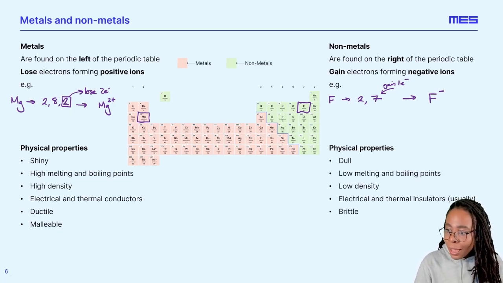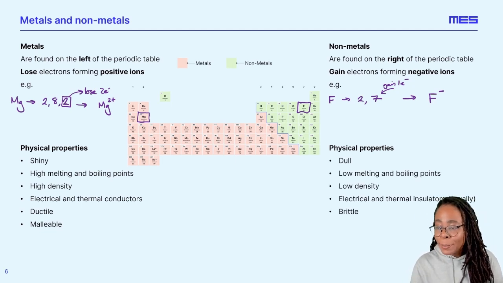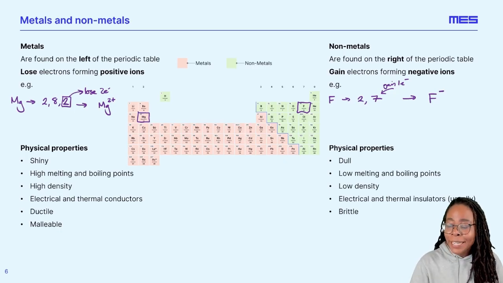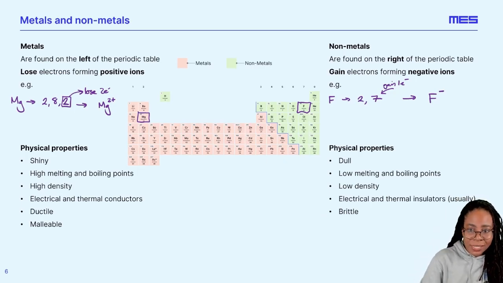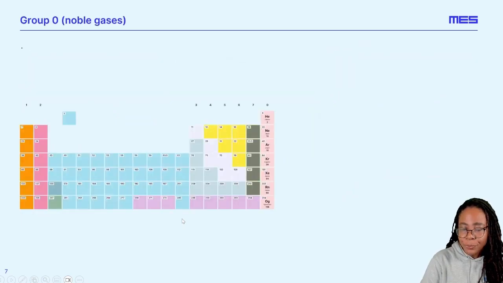In terms of the physical properties, they're just the opposite. So they are dull, have low melting and boiling points, typically low density, typically electrical and thermal insulators, and typically brittle. So they are not flexible, they will snap quite easily.